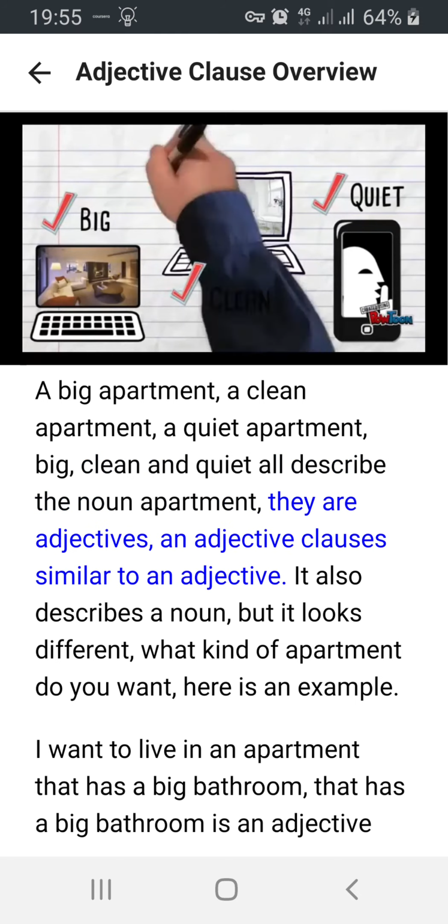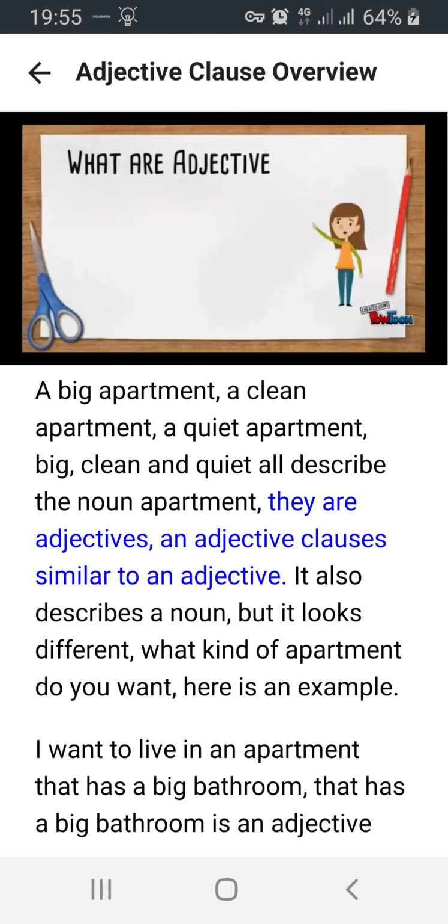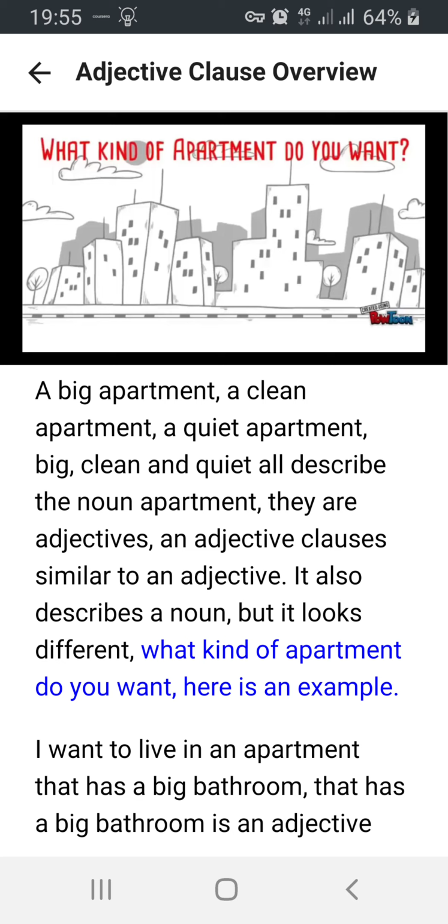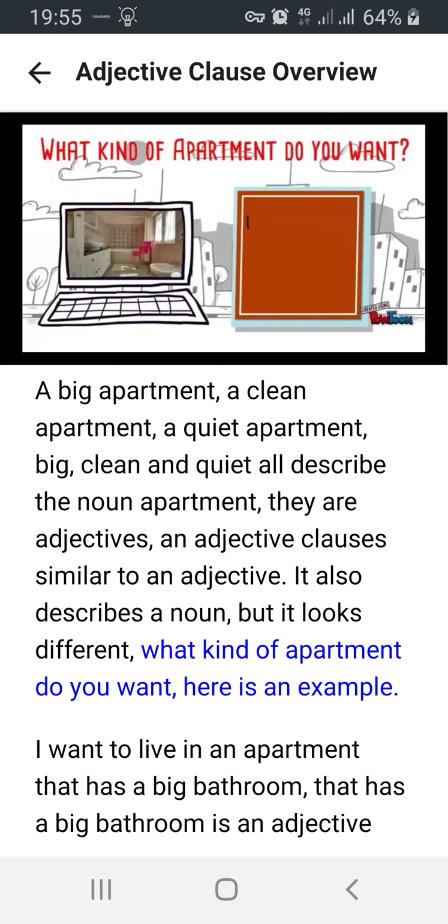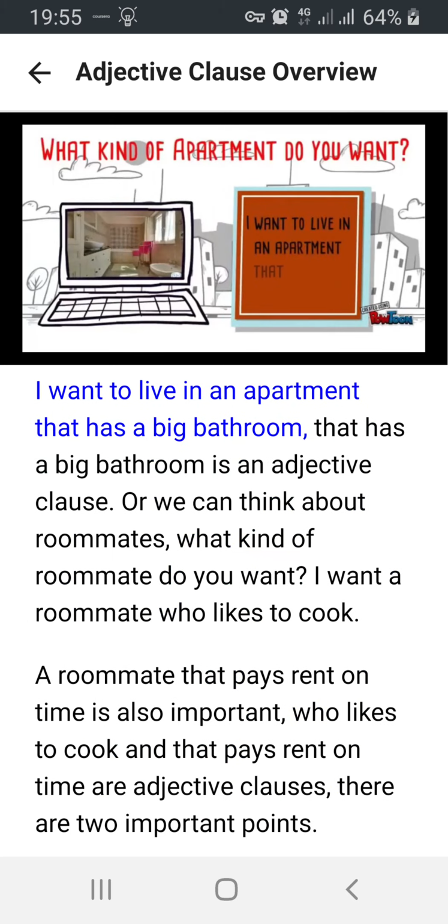They are adjectives. An adjective clause is similar to an adjective. It also describes a noun, but it looks different. What kind of apartment do you want? Here is an example. I want to live in an apartment that has a big bathroom. That has a big bathroom is an adjective clause.